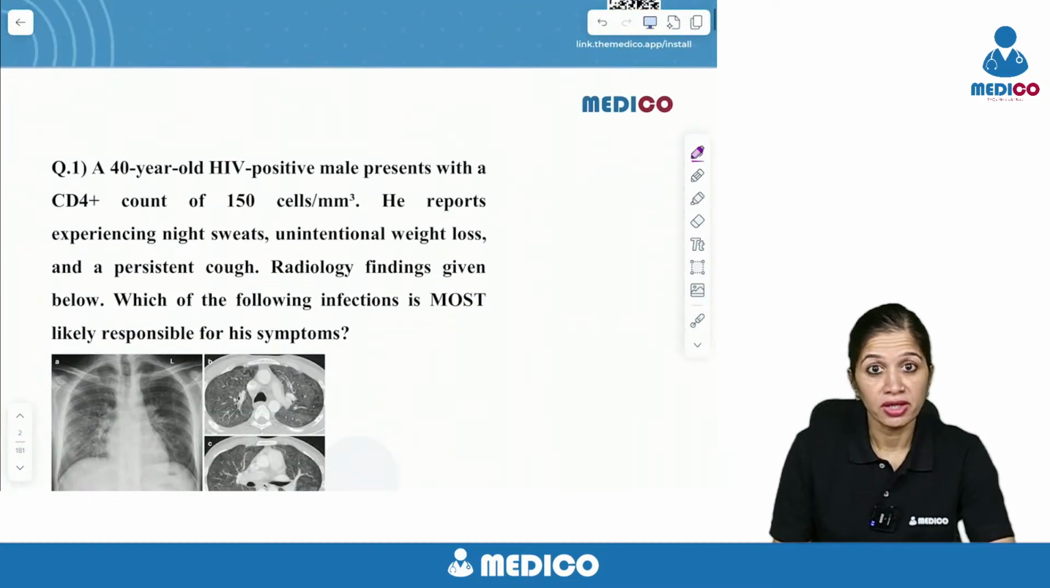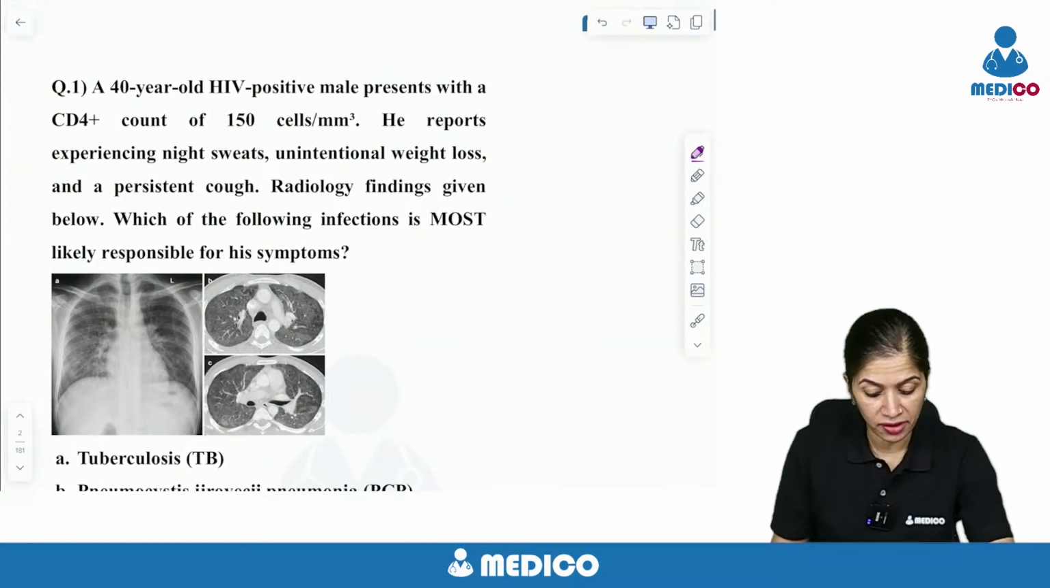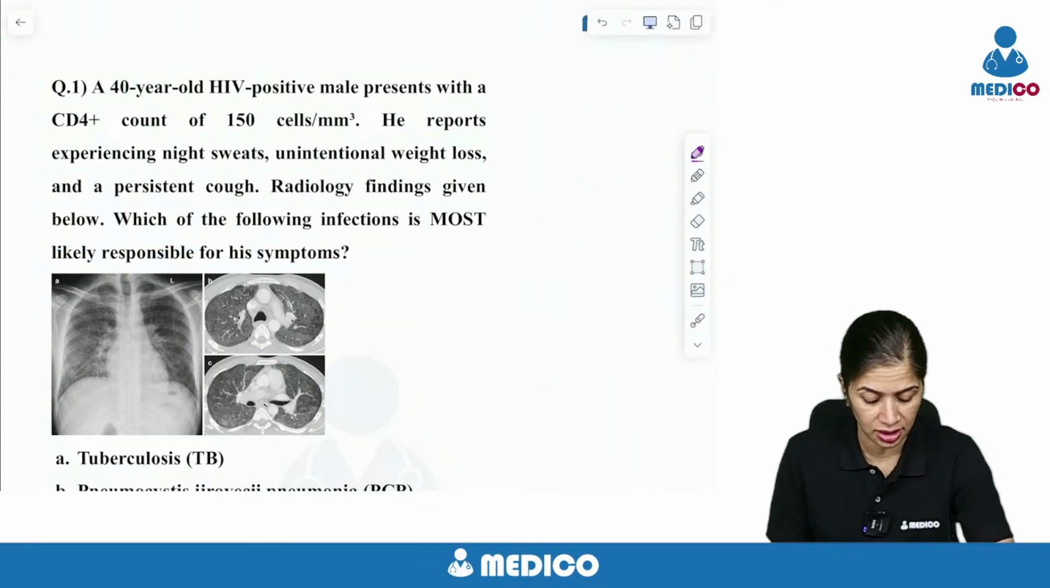So coming to the first question. A 40-year-old HIV positive male presents with a CD4 count of 150 cells per millimeter cube. He reports experiencing night sweats, unintentional weight loss, and a persistent cough. Radiology findings are given below. Which of the following infections is most likely responsible for his symptoms? And there is an X-ray and a CT image.